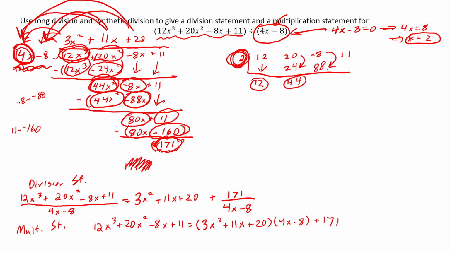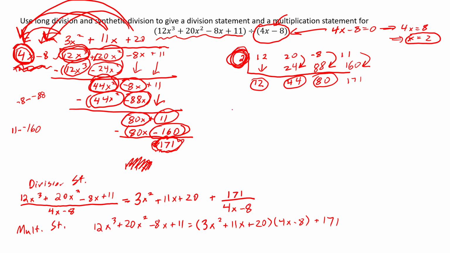-8 plus 88 is equal to 80. And then this 2 will multiply by positive 80, and we will get 160. And we'll add this last column. 11 plus 160 is 171. Okay.